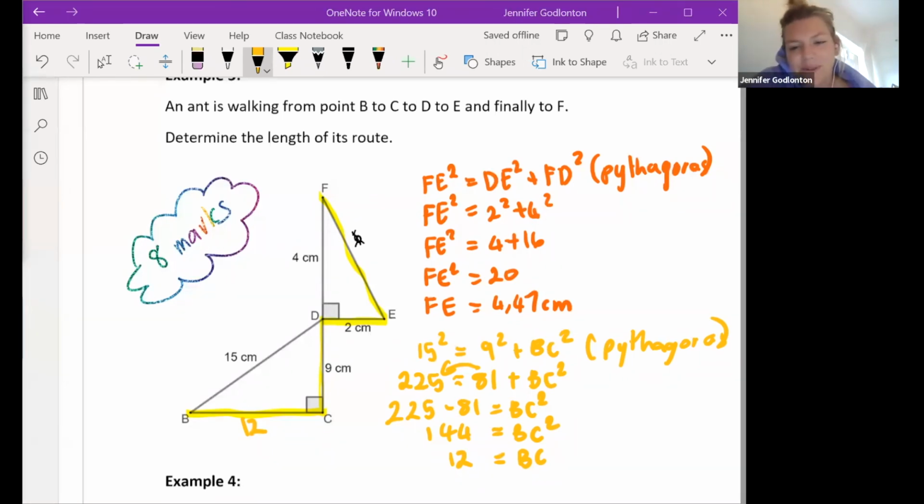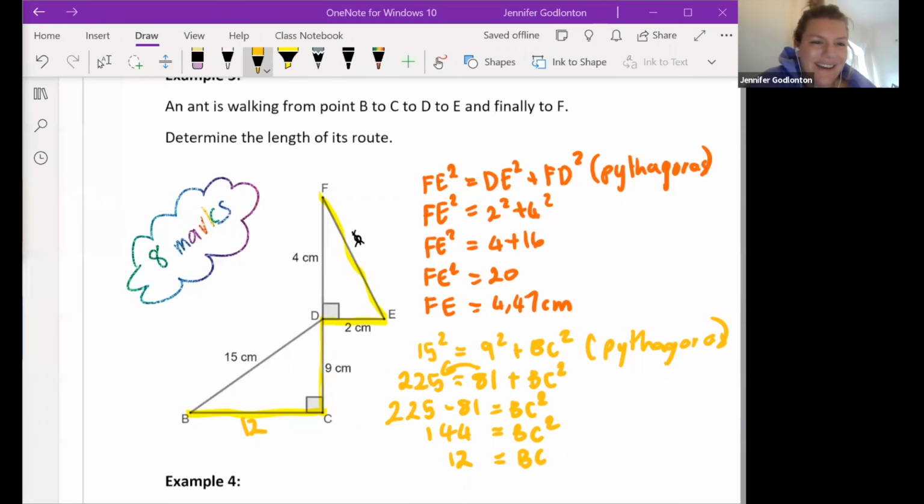Naledi, can you help us wrap this all up? Ma'am, actually, I have a question. In the first part of the question, where the answer is FE equals 4.47 centimeters, I wrote 4.48 centimeters. Is it okay? So square root of 20 gives us 4.472. Because the third number is 2 and it's not 5 or above, that second number needs to be 7, not 8. Okay, thank you, ma'am.